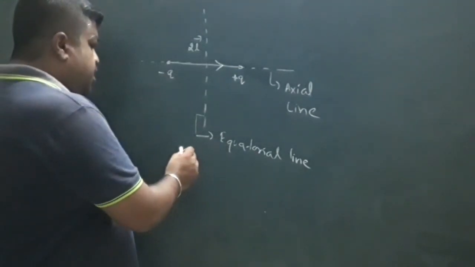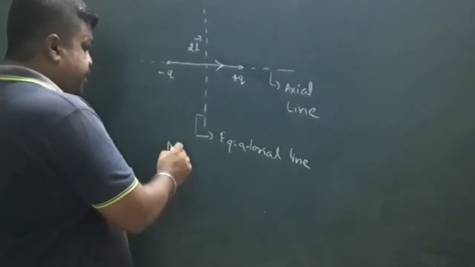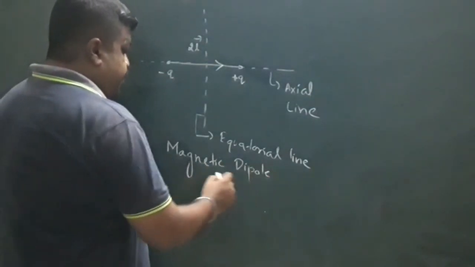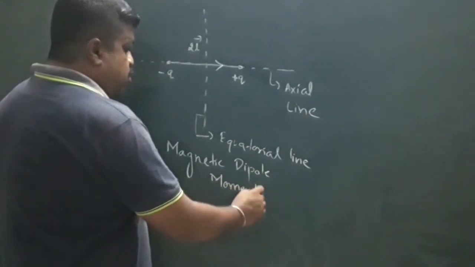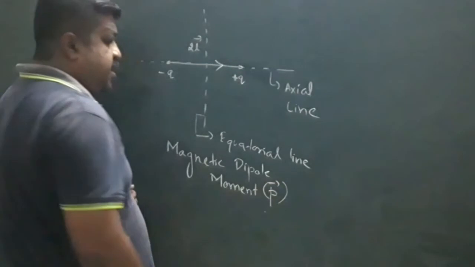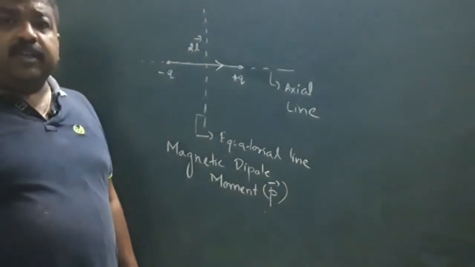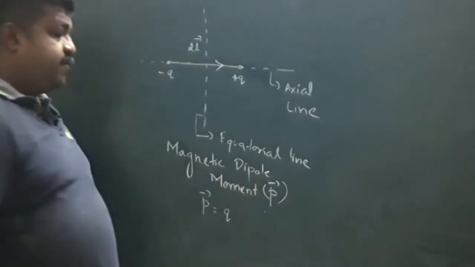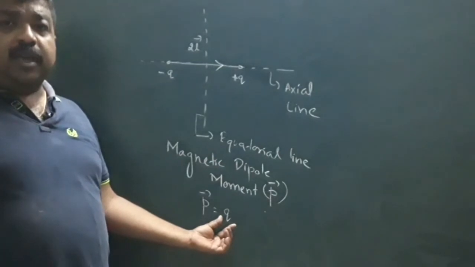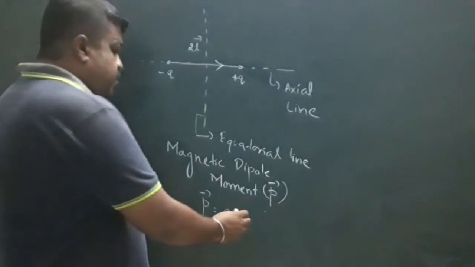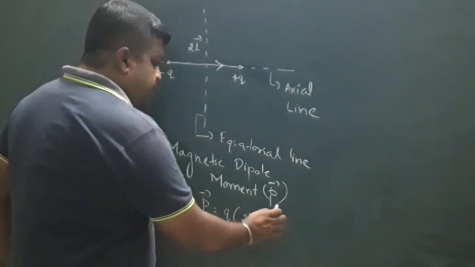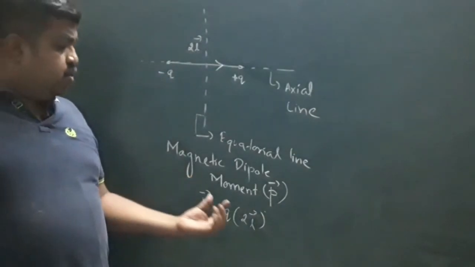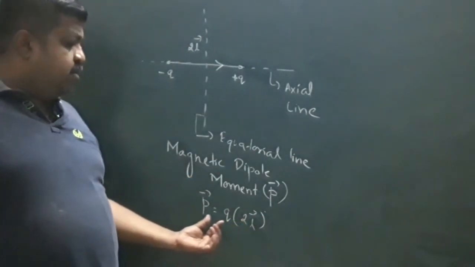Then there is a term called the dipole moment, denoted by the symbol P. It is a vector quantity. It is defined as the product of the magnitude of either charge constituting the dipole and the length of the dipole. In this case the length is 2L. So P is equal to Q times 2L.